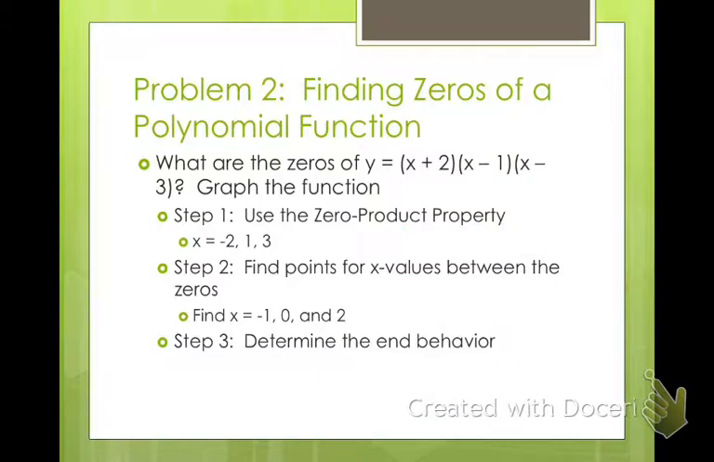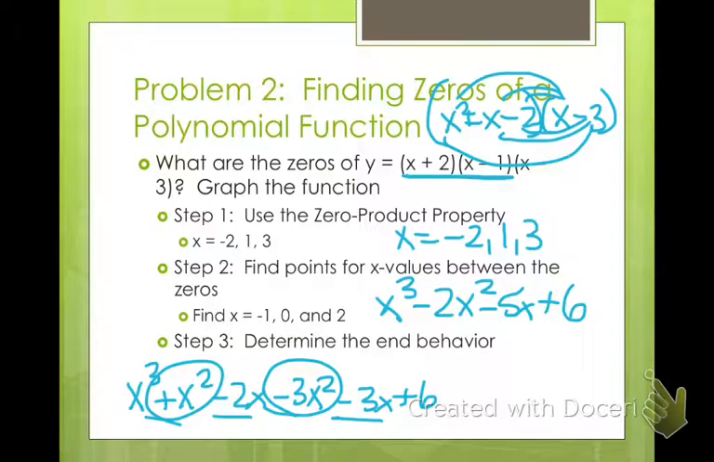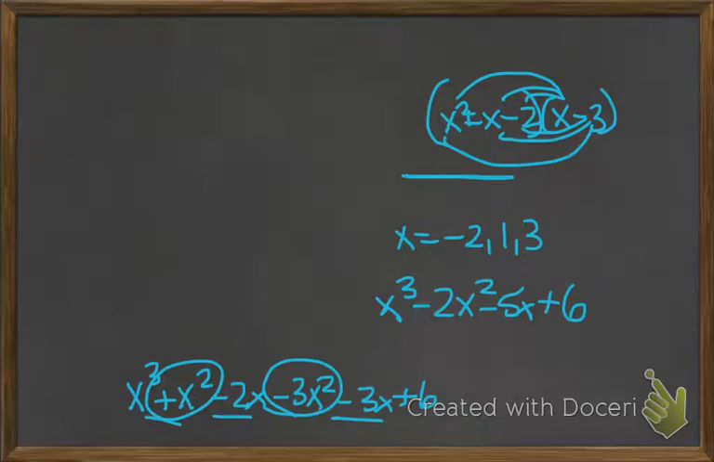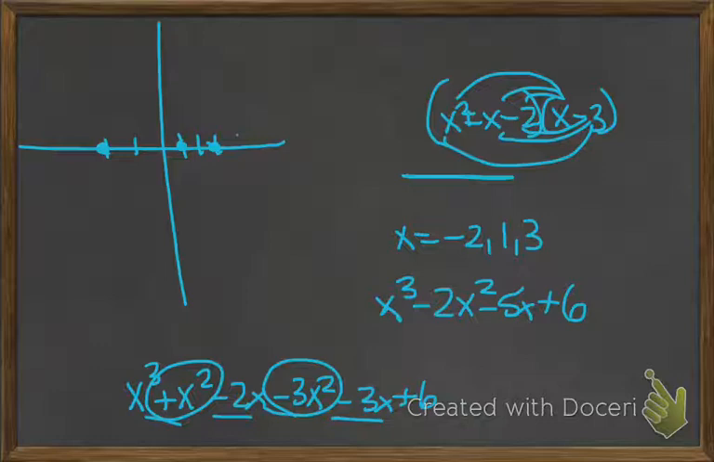I'm going to put this on a chalkboard so I have a little more space to write. Okay, so on my graph, I know that I'm going to cross at negative 2, this is a point, 1 is a point, and 3 is a point. Now, in order to find what's happening at the other points, I need to plug in those in-between values that we discussed: negative 1, 0, and 2. I'm going to plug those in for my x's. So if I plug in 0, I get 0, 0, 0, 6. So I know 0, 6 is a point.